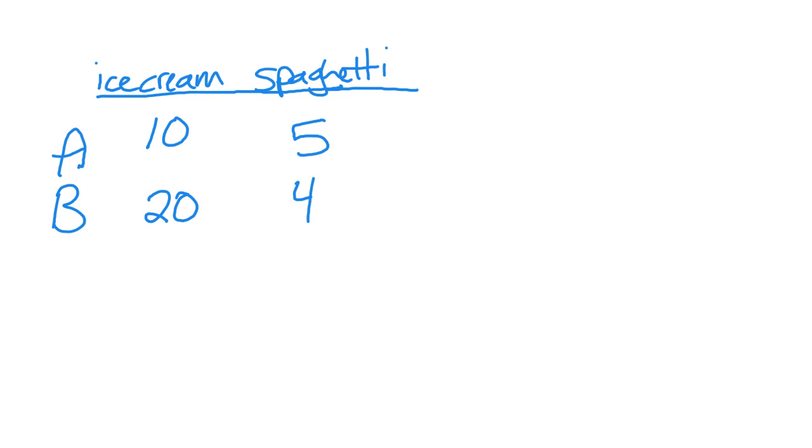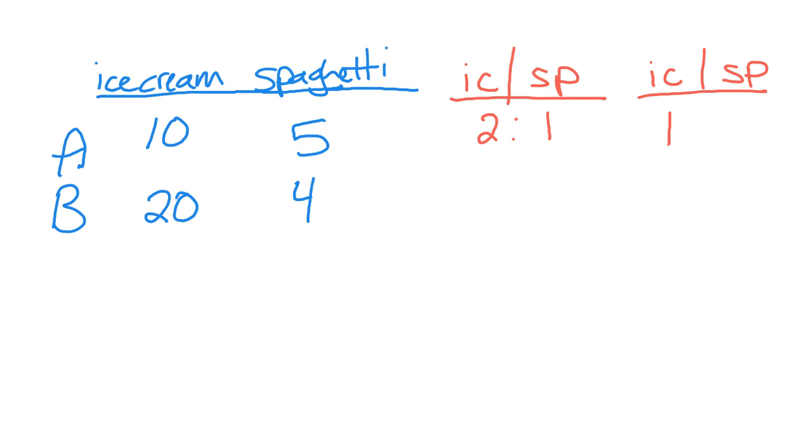At this point, it's easiest if we get our ratios down so that we can see 1 on both sides. Let's use IC for ice cream and SP for spaghetti. 10 to 5 is a 2-to-1 ratio. If we also want to see what it looks like with 1 on the ice cream side, we have to divide both sides by 2. That will give us a half unit of spaghetti.